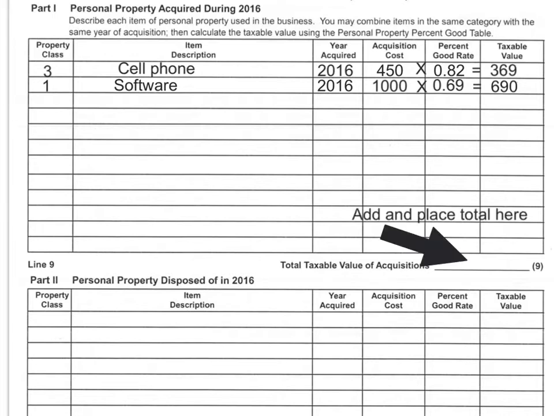Next, we will total the taxable value of all of the acquisitions. That total goes on line 9. The total for acquisitions in this filing period is $1,059.